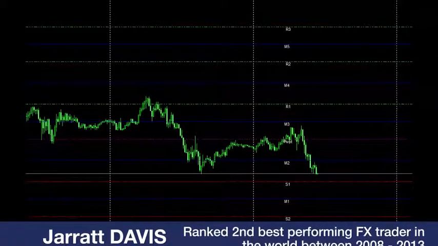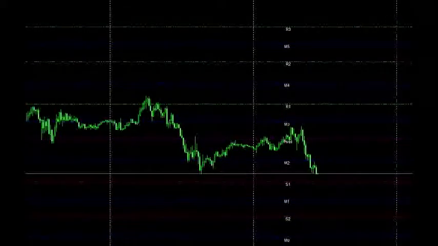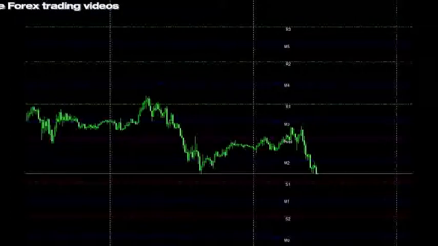Special presentation on pivot points. This is a two-part video. In part one, we're going to be looking at pivot points themselves. We're going to talk a little bit about what they are and how they're derived, and also the zones that they create. Okay, you can use these zones in your trading.